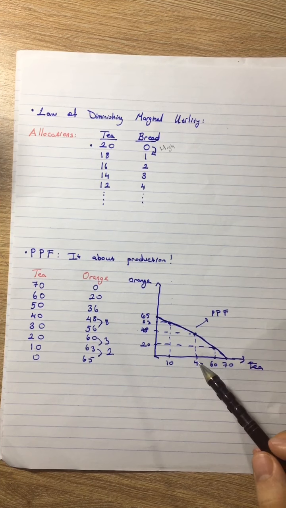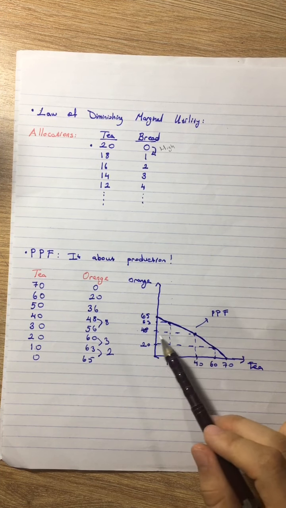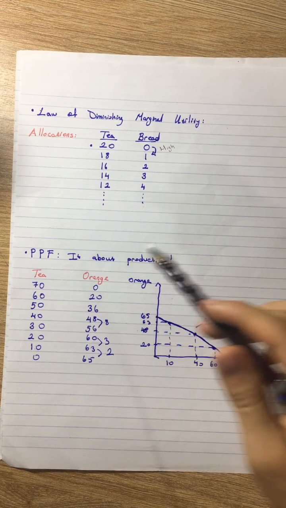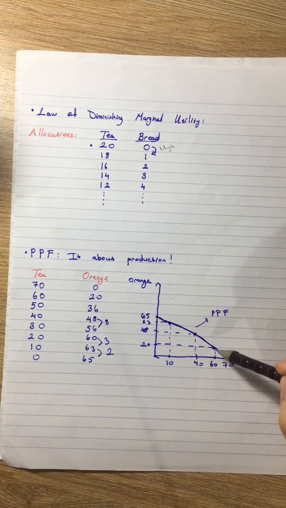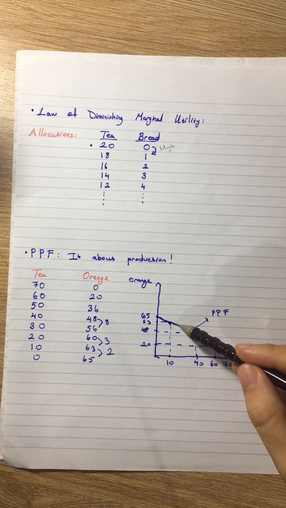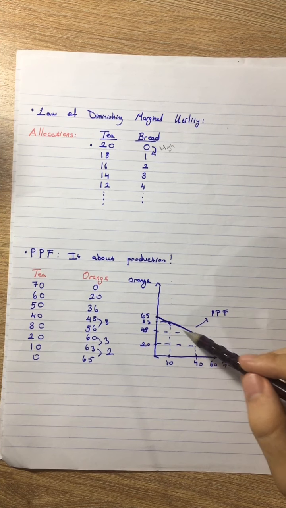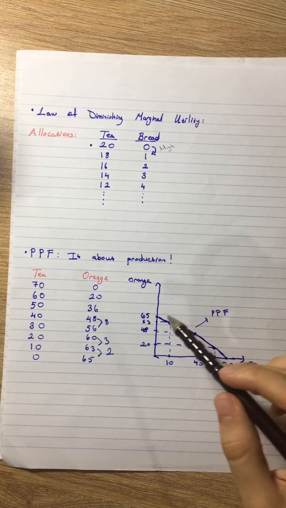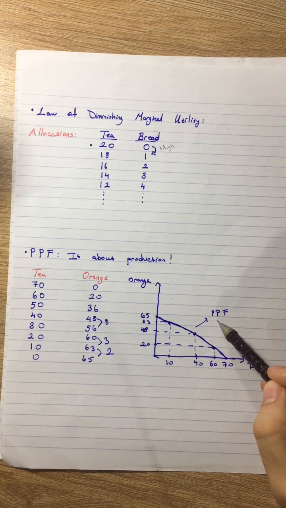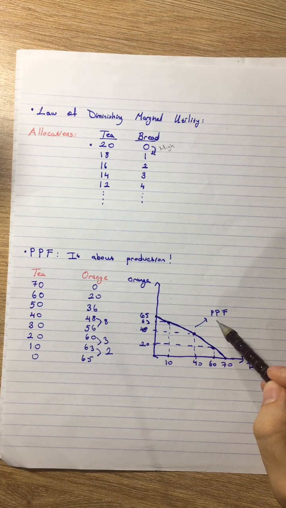As you can see, there are different allocations on this table. I found allocations, put the dots on this graph and connected them. As you can see, the slope is not constant. It's belly shaped, and the slope changes along the curve. So this is called the production possibilities frontier, and it shows different allocations of a country's production possibilities.